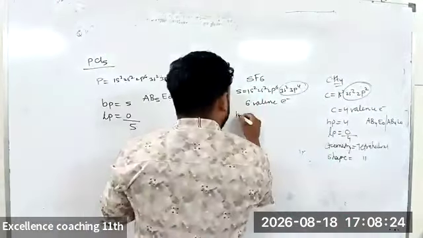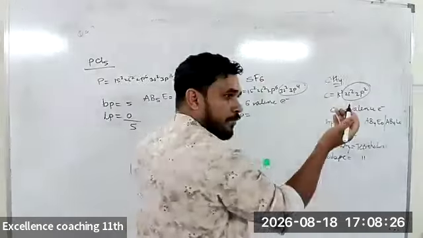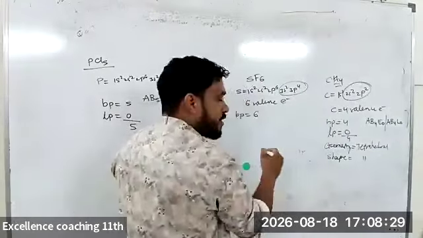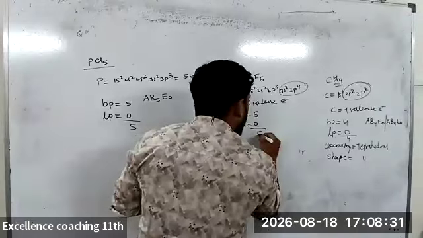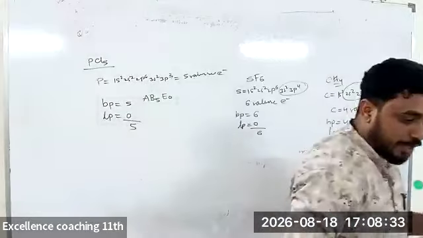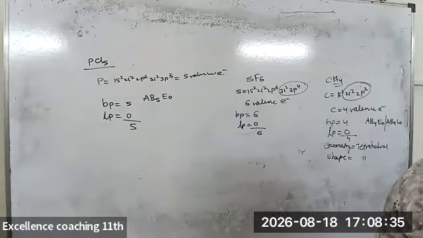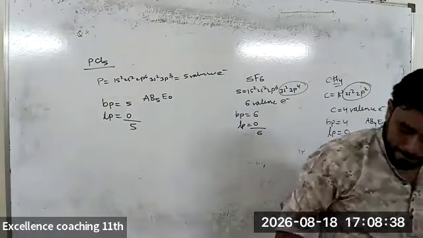These 6 will be used to bond with fluorine. So how many bond pairs? 6. How many lone pairs? 0. Total count is 6. How are they arranged? How are they arranged? Okay.